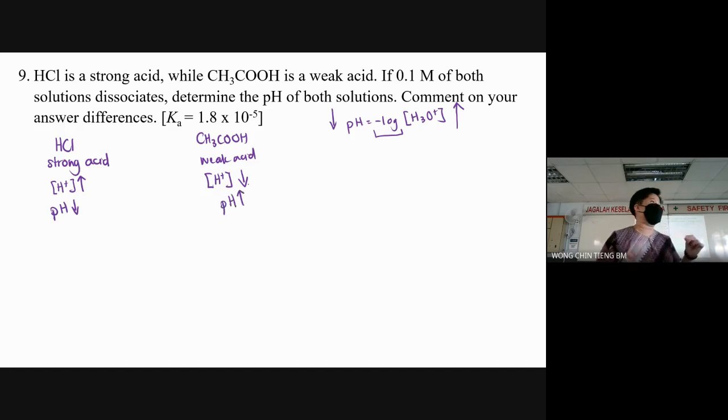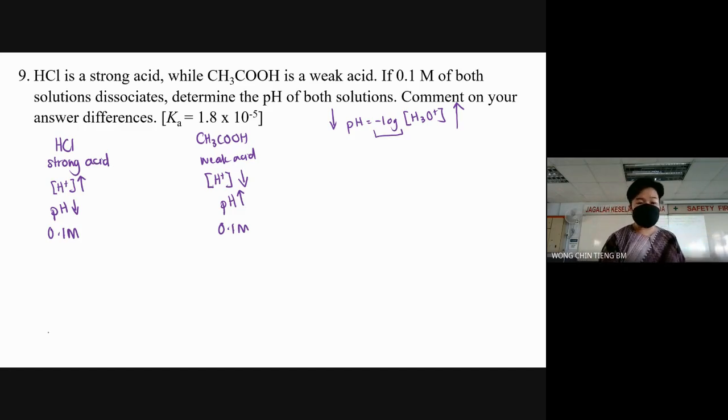Ni adalah untuk saya, kalau keluar objektif, benda yang kamu kena ada dalam tangan. Logic of your answer. A, B, C, D. Kalau dia bagi satu pH untuk strong acid, pH untuk weak acid, logik pasangan mana yang patut betul? Can you see that? Okay, the logic over that. So, semua adalah 0.1 molar. Dua-dua saya ada 0.1 molar. Kita kira untuk yang strong dulu. Jauh lagi senang, betul? Macam mana nak kira yang strong?